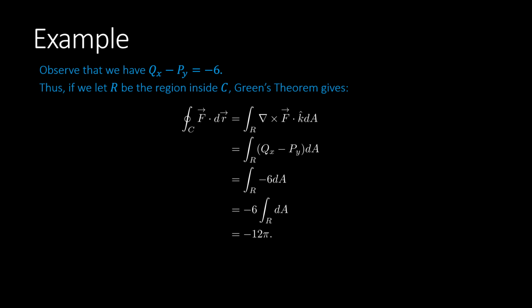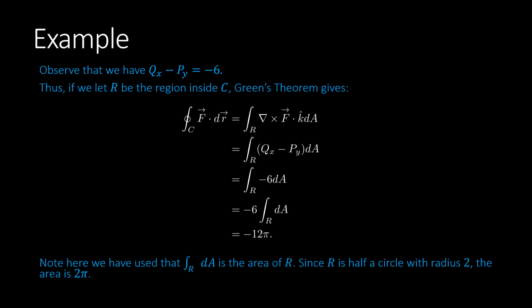So this just gives me minus 12 pi. Just recall that here, as I said, the integral over R of dA is just the area of R. And we saw R is a half circle with radius 2. So the area of that region is going to be 2 pi. So I just have minus 6 times 2 pi, so I get the minus 12 pi. Okay, so that's an easy version of Stokes' theorem using Green's theorem. We'll see how to do examples of Stokes' theorem in class. They're more complicated than Green's theorem, but we'll work through several examples.